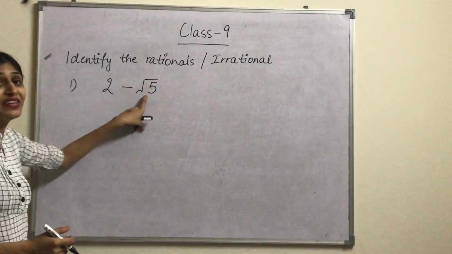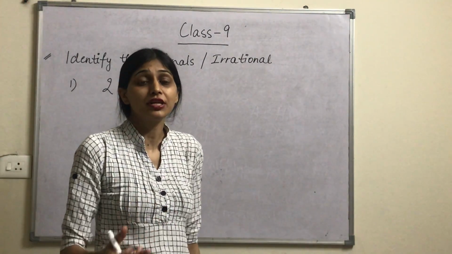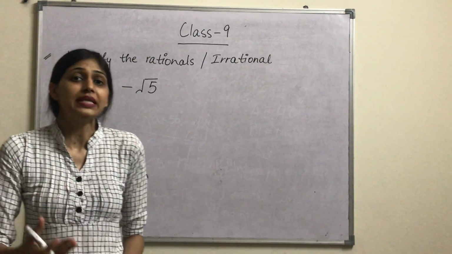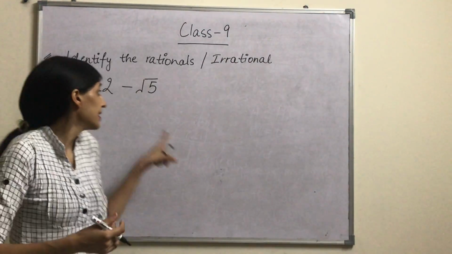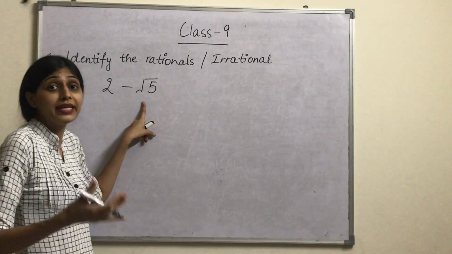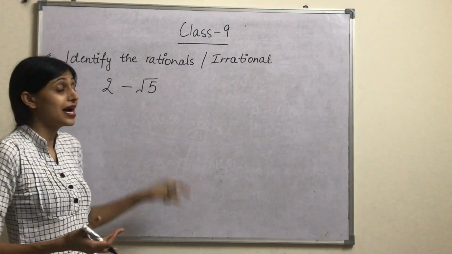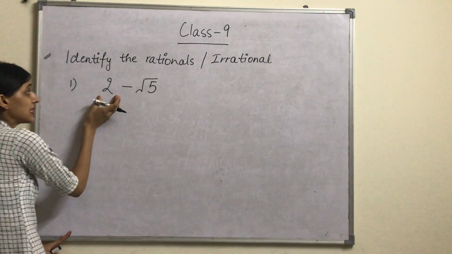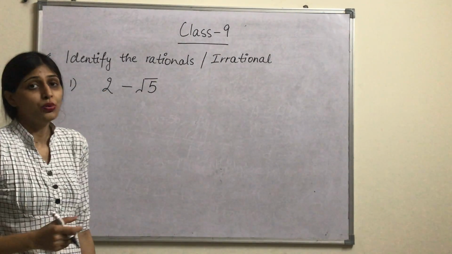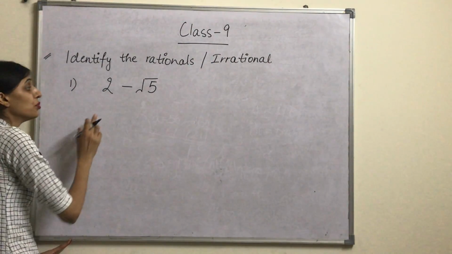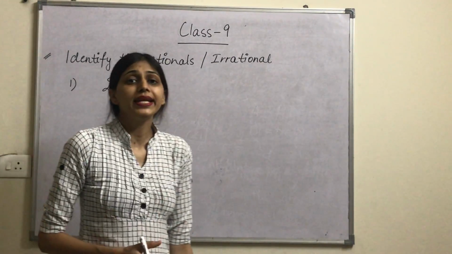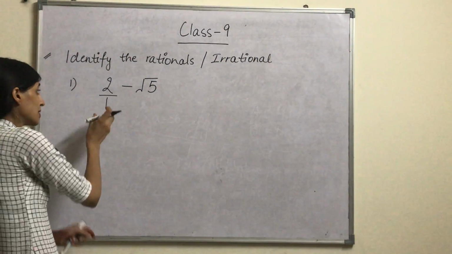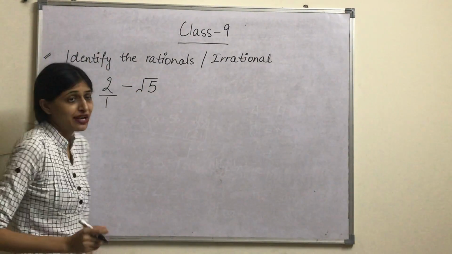Now if you look carefully, here root 5 is an irrational number because it is in root, and we have discussed in the previous video that non-terminating and non-repeating decimals are known as irrational numbers. So this is an irrational number and this is a rational number. This is a whole value. We can write it as 2 upon 1 also. Whenever the denominator is not given, we can write it as 2 upon 1 also.